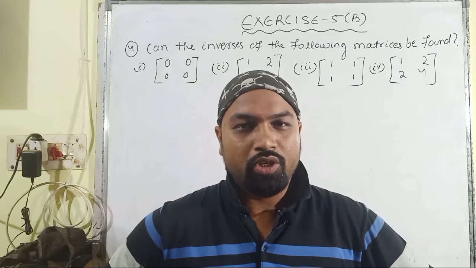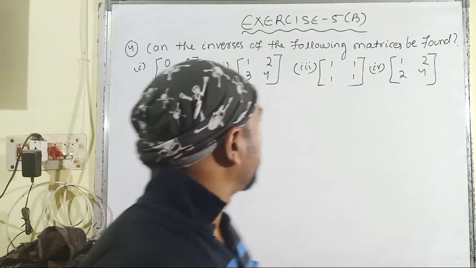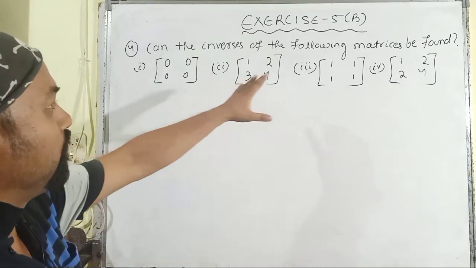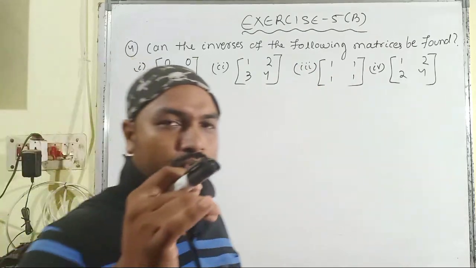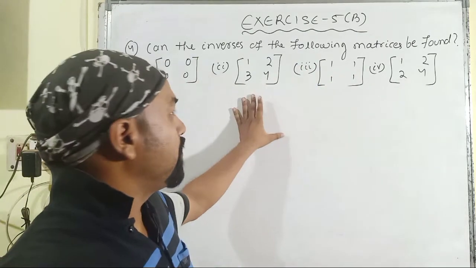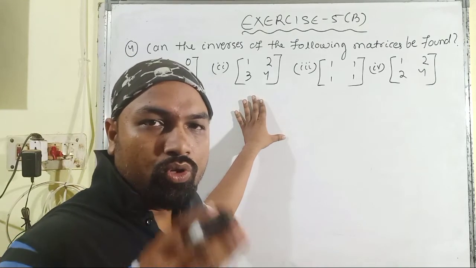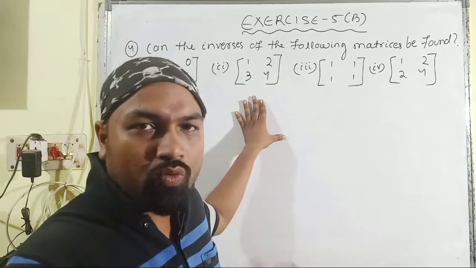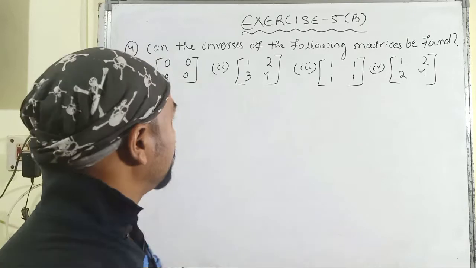In this particular session we are going to discuss some of the problems of exercise 5B. So here it is problem number 4, and the problem is like this: can the inverses of the following matrices be found? That means here we have to determine the determinants of the following matrices. If the determinant is equal to 0, then the inverse does not exist. If the determinant is not equal to 0, then the inverse exists.